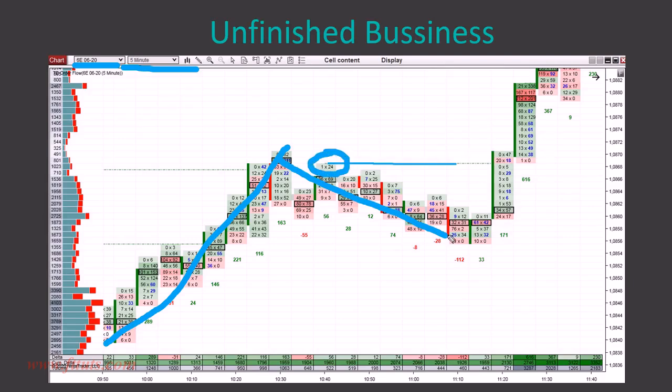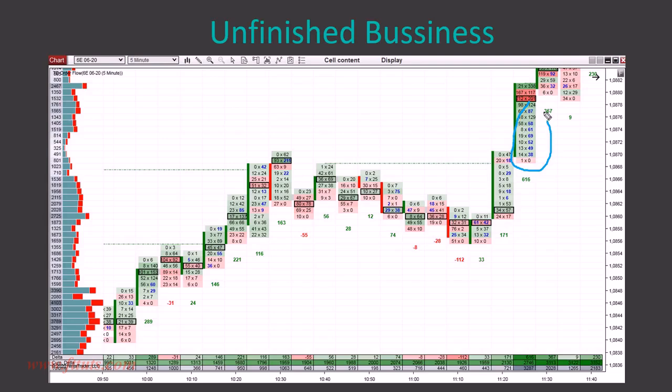So you should remain in the long at least until here, until this place. You can stay longer, especially if you see those crazy buying imbalances. Now that's something. But at least it should tell you that the uptrend is not over yet, that the price will most likely return at least to this price level to test the unfinished business.